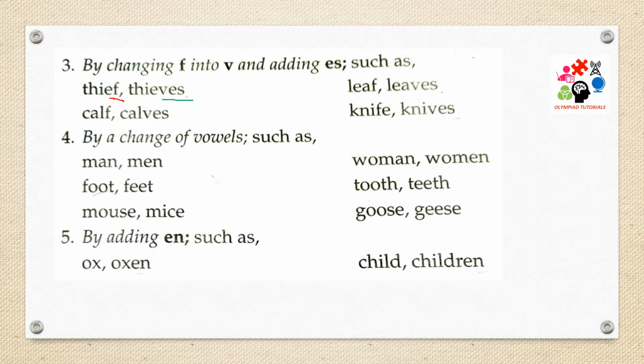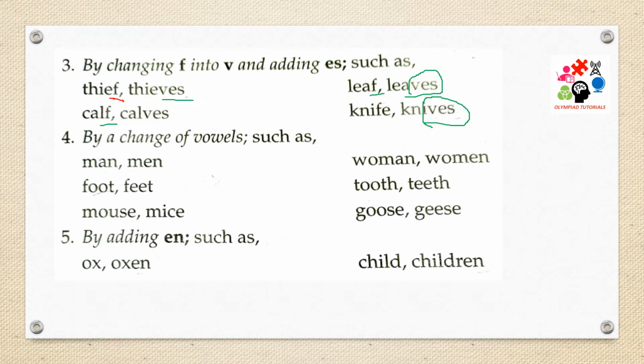Thief becomes thieves. Similarly, calf, that is a baby cow. Just by replacing f by ves, you get the plural word, that is calves. Calf becomes calves. Leaf becomes leaves. And knife becomes knives. In all these examples, you can see f is being replaced by ves.